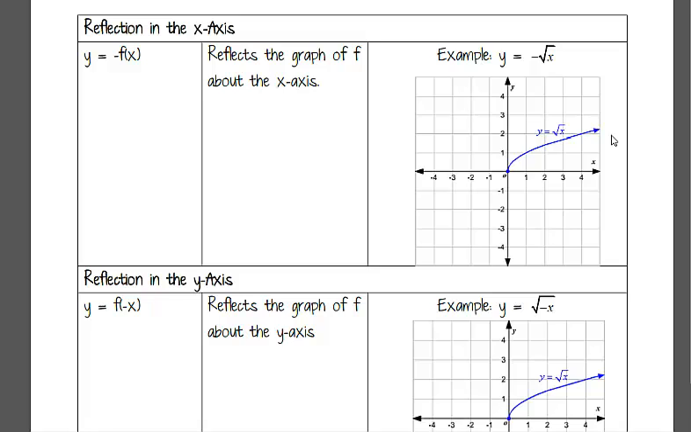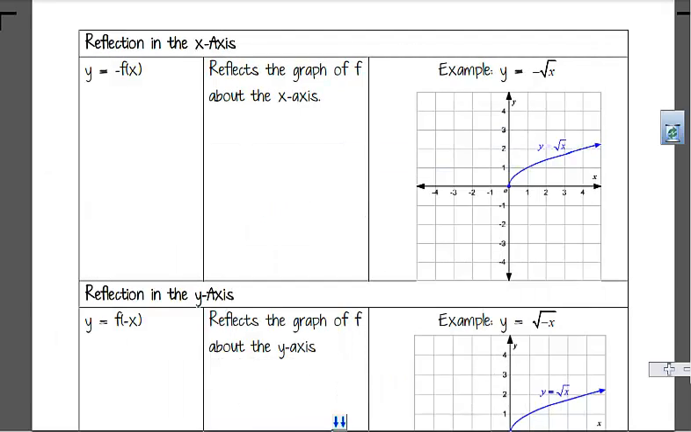All right, so we just have the negative of our basic graph, which says take each point and flip it over the x-axis. So (0, 0) is on the axis, it stays there. We've got (1, 1), we're going to flip it over, and so it becomes (1, -1). Let's pick a nice one, (4, 2), flip it over, it becomes (4, -2). And so it looks like that.